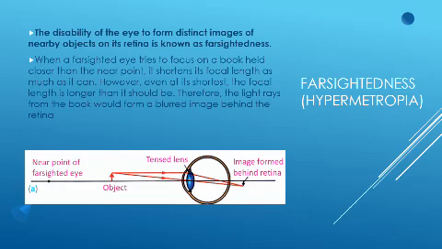When a far-sighted eye tries to focus on a book held closer than the near point of the eye, it shortens its focal length as much as it can. However, even at the shortest, the focal length is larger than it should be. Therefore, the light rays from the book would form a blurred image behind the retina. As you can clearly see in the picture, an object is placed at the near point of the eye, and all the light rays after passing through the lens focus behind the retina. So it makes the image blurred.